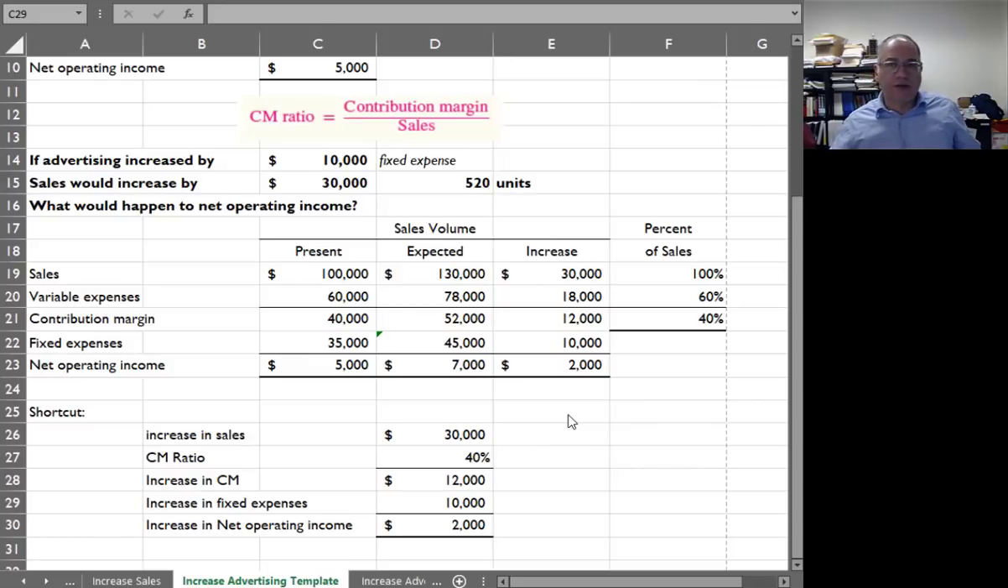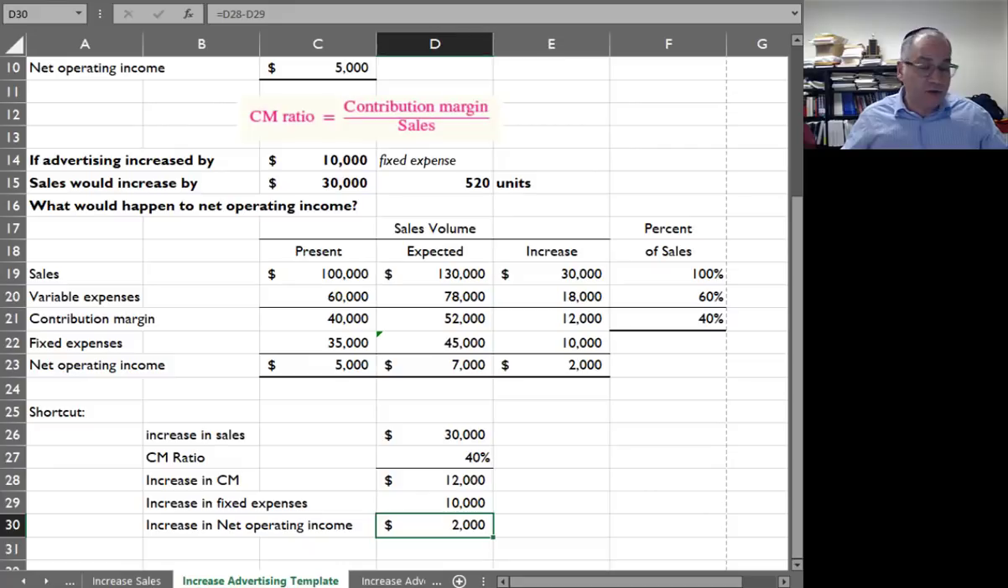So if someone comes to you and says, let's spend $10,000 on advertising, you would come back and say, okay, how's that going to increase sales? Logical question to ask, right? And then you ask your accountants, you ask your marketing people, how's that going to increase sales? Then you ask your accountant, how's that going to increase net operating income? And you find it's going to increase $2,000. Is that worth it or is it not?